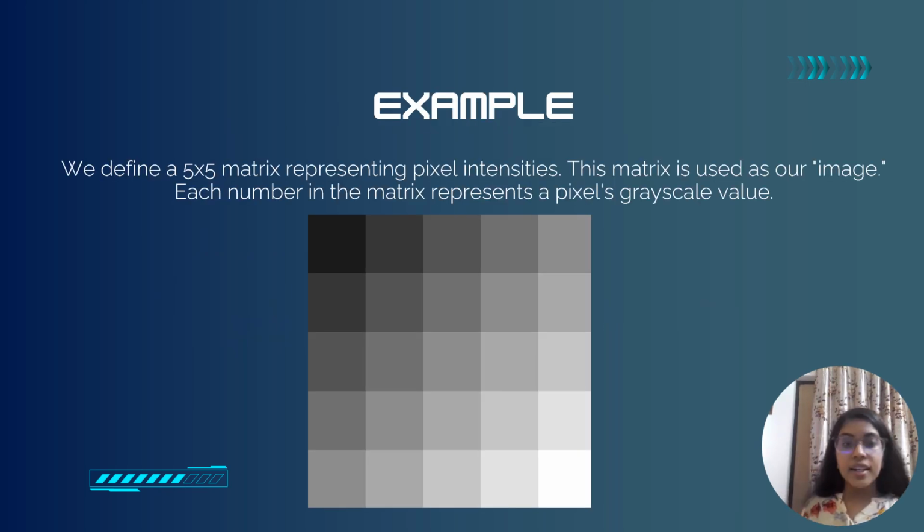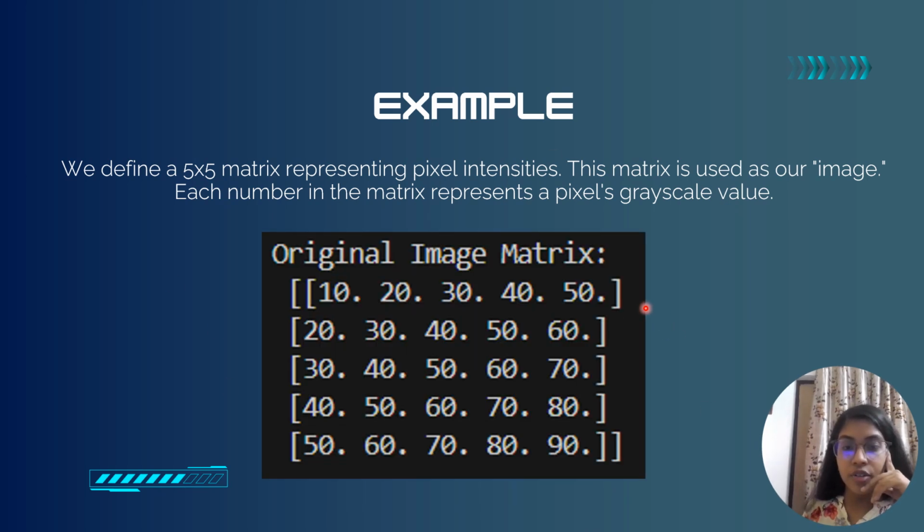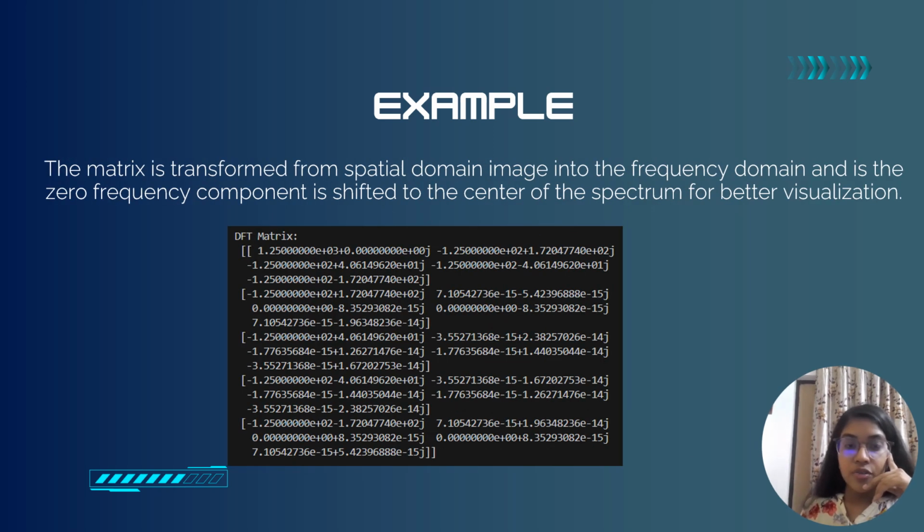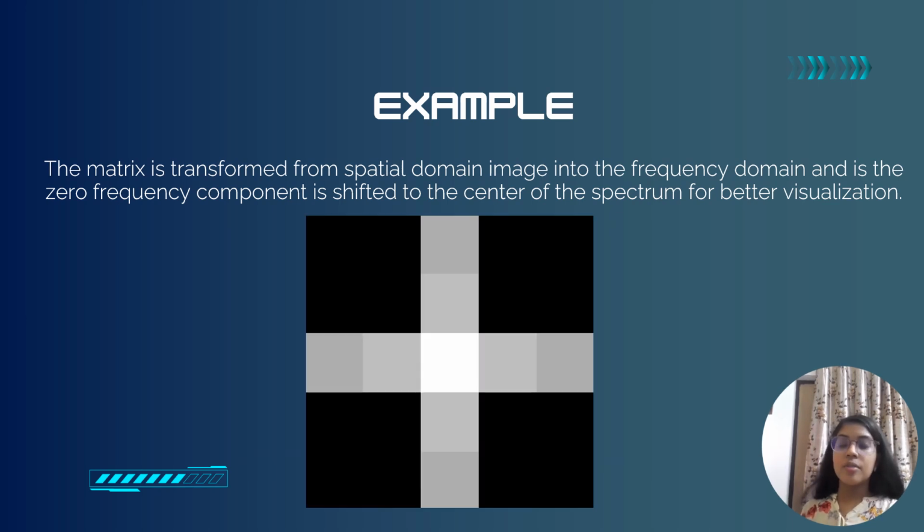Now, let's take an example. So, in this particular example, we are taking this image. It can be represented as a 5 cross 5 matrix as this. Now first we perform Fourier transform and obtain this matrix in the frequency domain, and this is the representation of the image in the frequency domain.